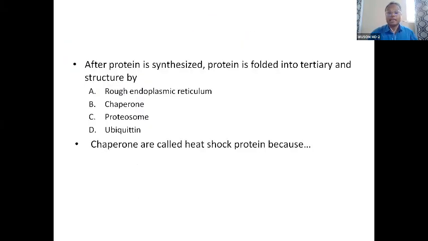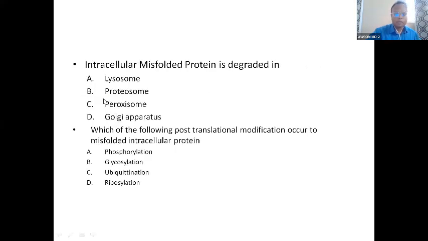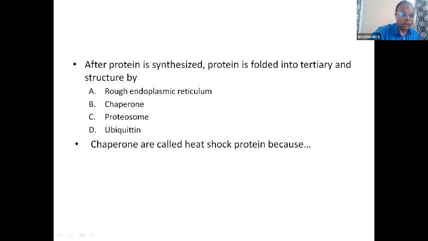After protein is synthesized, the protein is folded into tertiary and quaternary structure. I did not add quaternary, it should be quaternary. Tertiary and quaternary structure by which? Protein folding is the job of which enzyme or protein? It is the job of chaperone. That's right, you have to remember that. It's the protein called chaperone.